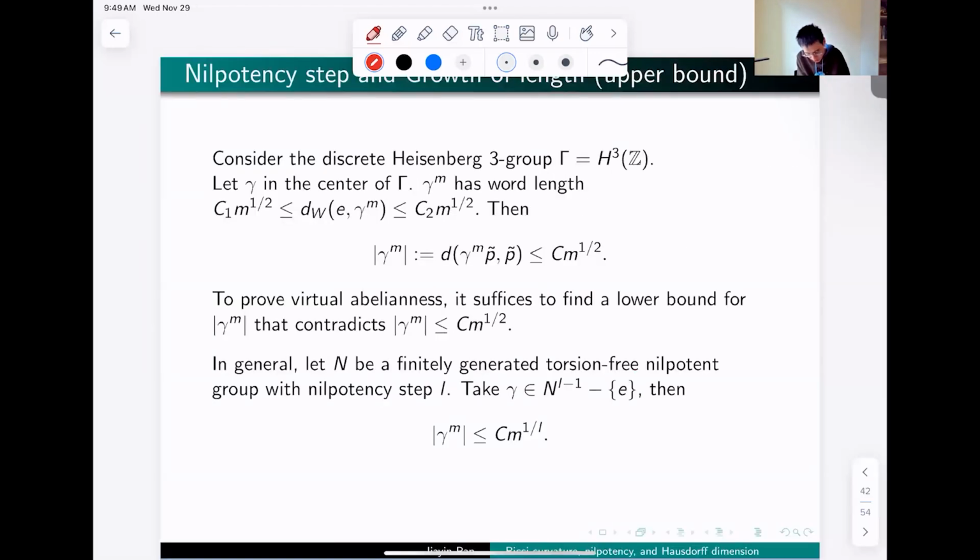Now, in general, if you take a finitely generated torsion-free nilpotent group with nilpotency step r, then the word length is comparable to m to the 1 over r. And then in terms of the orbit on your universal cover, you only have a one-sided bound: c times m to the 1 over r.